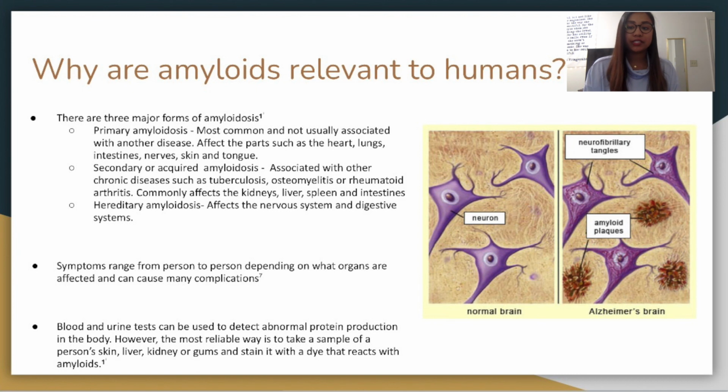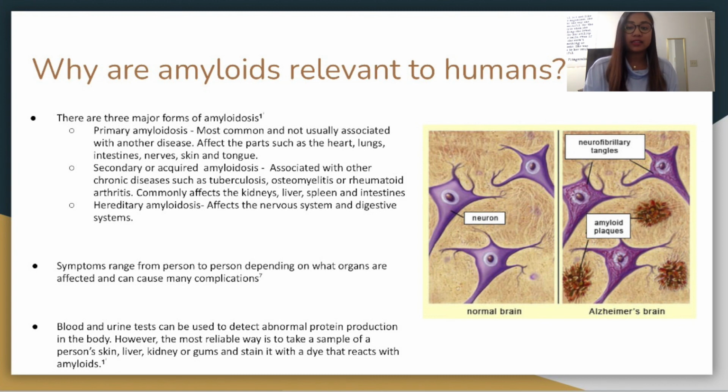The figure on the right shows a normal brain compared to the brain with Alzheimer's. Alzheimer's is one of the diseases that is caused by amyloid plaque buildup, and you can see in the figure that the neurons may have trouble signaling each other due to the plaques that are located between the neurons. Symptoms range from person to person depending on what organs are affected and can cause many complications.